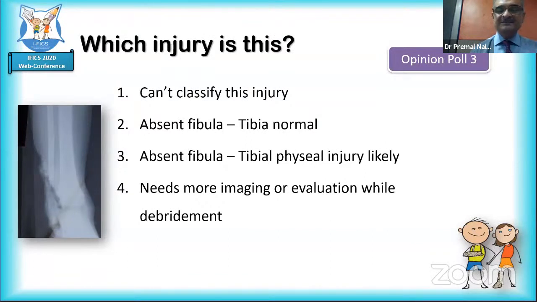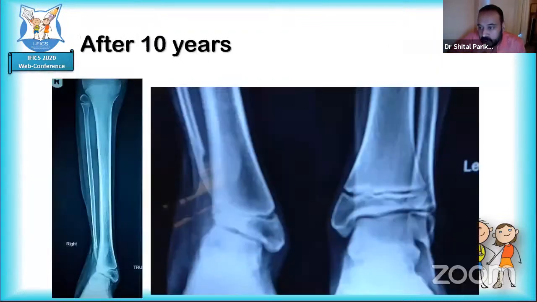Sheetal, what do you feel here till we get the answer? It's easy to choose that more imaging is required, but honestly, I don't think that it's going to change your treatment. You have to debride this patient. Any information that you get from advanced imaging may not help you with the treatment because it seems like you're missing your lateral physis of the distal tibia. And that is going to be an issue. It's not a Salter Harris classification like it was explained earlier. But as I said, it's easier to just recommend imaging. I don't know if imaging is going to change your treatment.